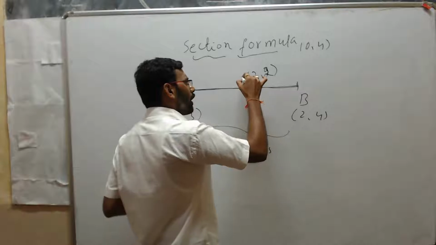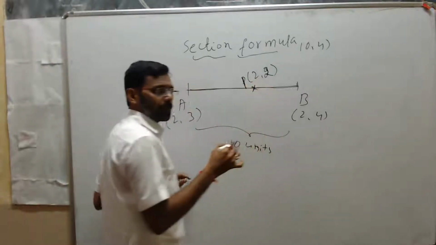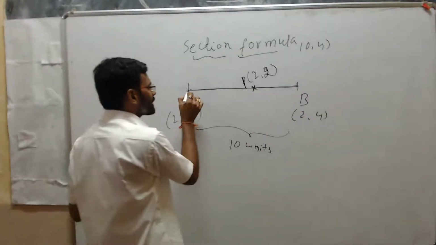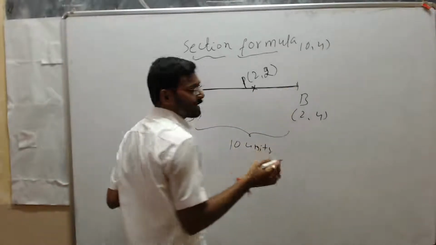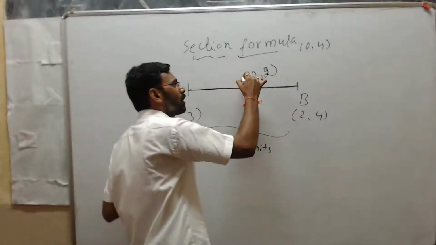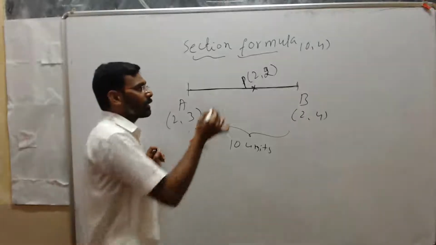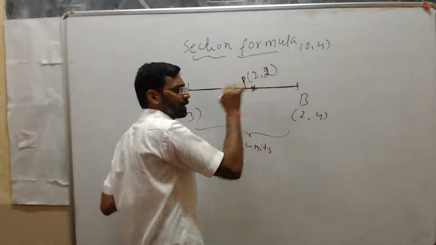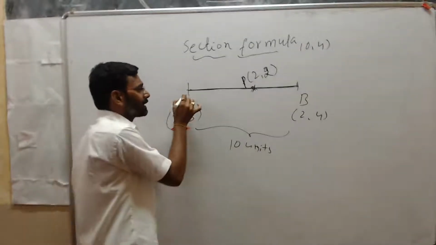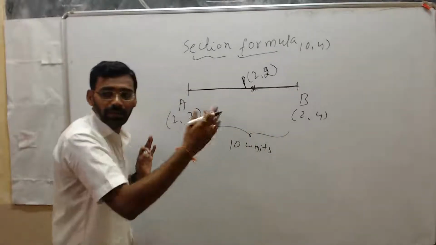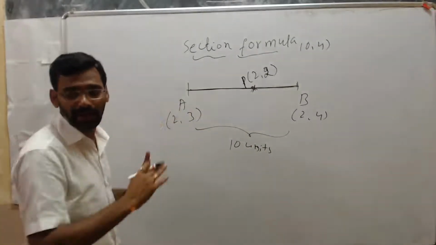Then, after pointing P, AB is a straight line, and on that straight line one more point is there. That point is P. Now, after plotting point P, the line segment AB will be divided into how many parts? Two parts.